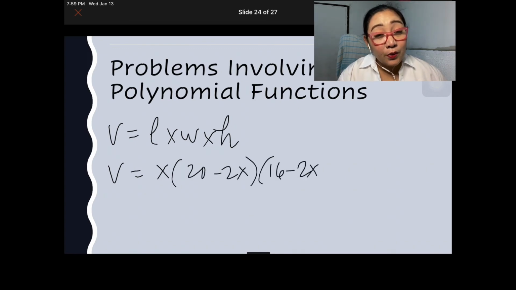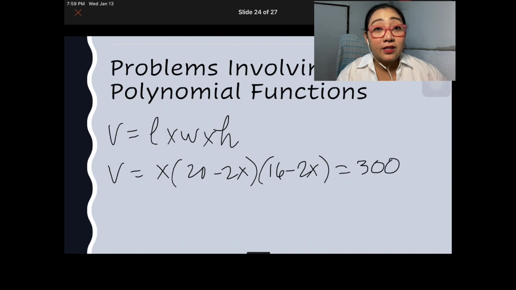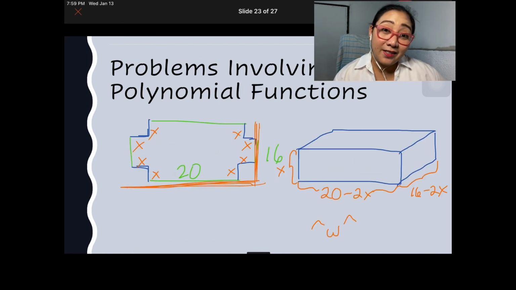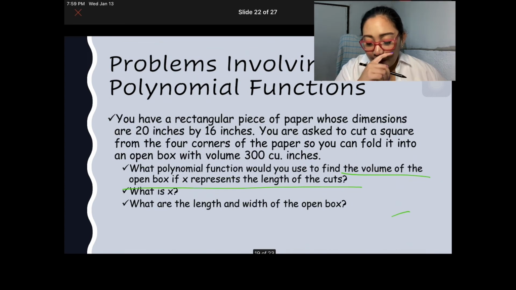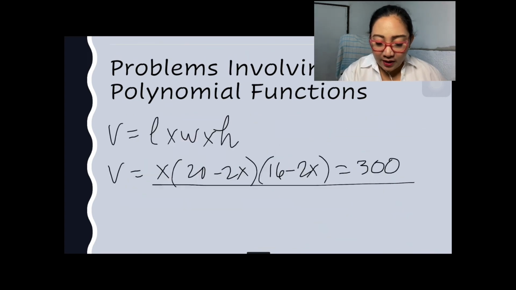And, actually, we know the amount of this volume. Yan daw ay 300 cubic inches. So, now, we can solve for x. At yun naman talaga ang hinahanap kasi if you're going to look at the next question, what is x? Okay? So, let's solve. Ano na ang mangyayari dito?